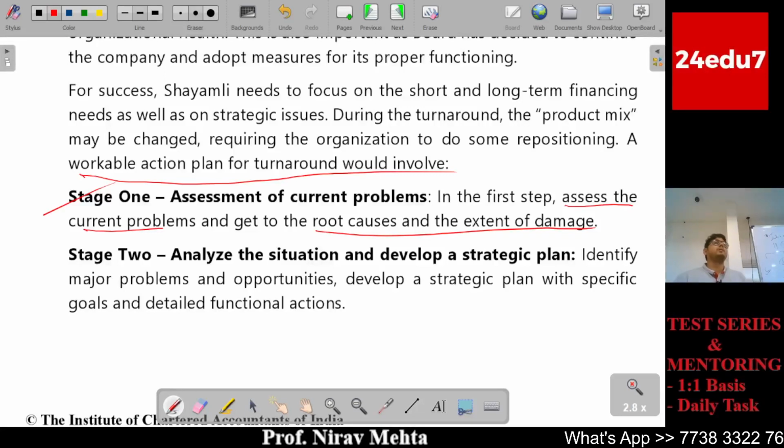Assessment of current problems. Here I am talking from the company's point of view. First assess the current problem of the company, get to the root cause and how much it is damaged. First identify that. That is a thumb rule.